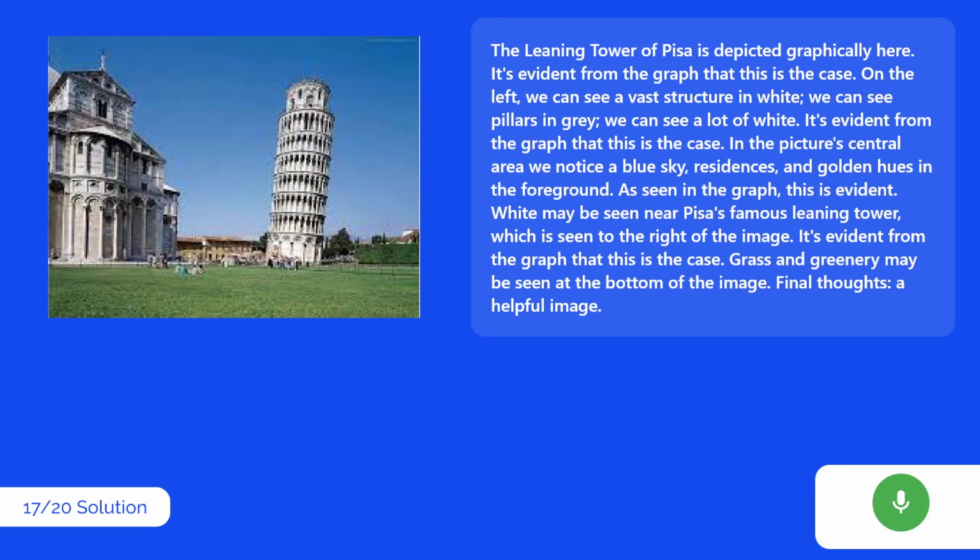The Leaning Tower of Pisa is depicted graphically here. On the left, we can see a vast structure in white, with pillars in grey and a lot of white. In the picture's central area, we notice a blue sky, residences, and golden hues in the foreground. White may be seen near Pisa's famous Leaning Tower, which is on the right of the image. Grass and greenery may be seen at the bottom of the image. Final thoughts, a helpful image.